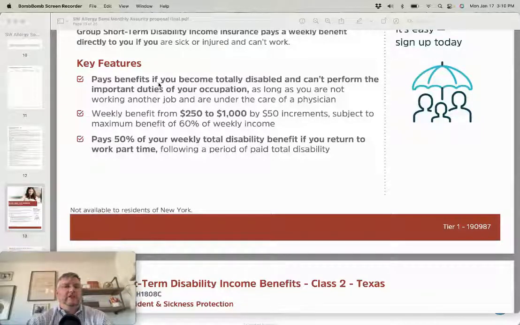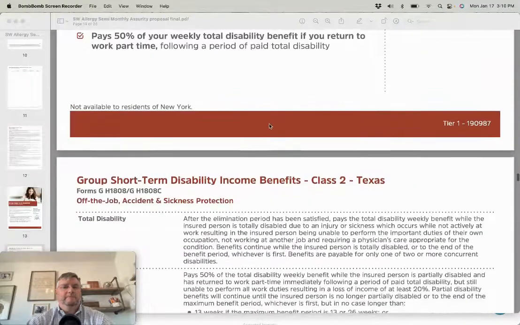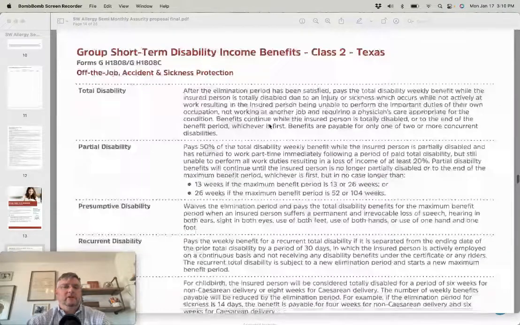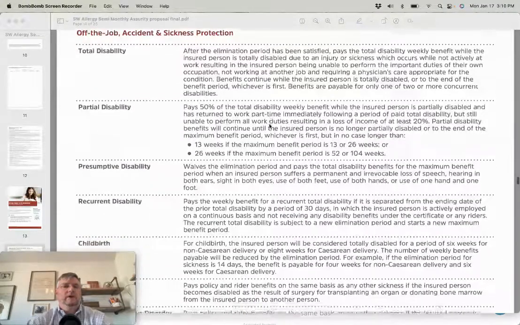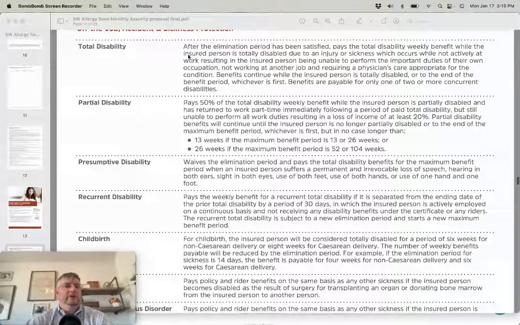So we've got our key features here. You guys know what disability is. Subject to a maximum benefit of 60% of your weekly income, 60% of your gross annual. You know the drill there. Okay, so let's go through and talk about total disability, after the elimination period has been satisfied. Okay, let's talk about the elimination period real quick.